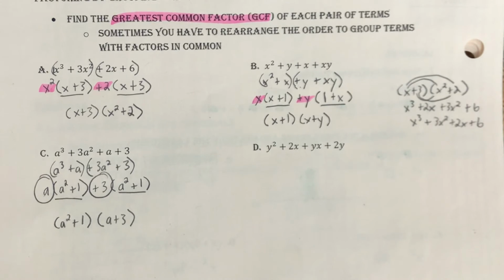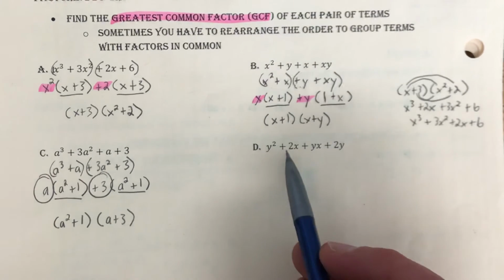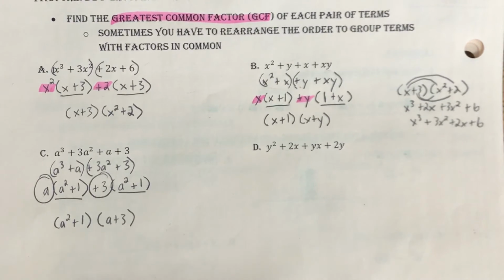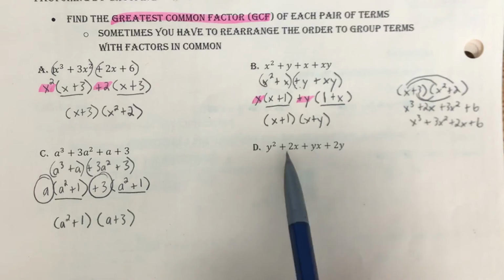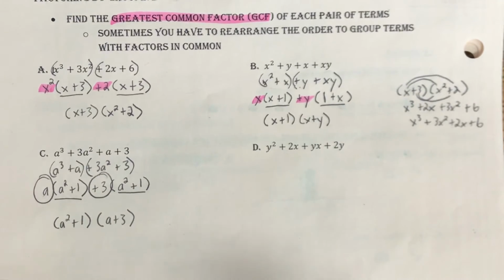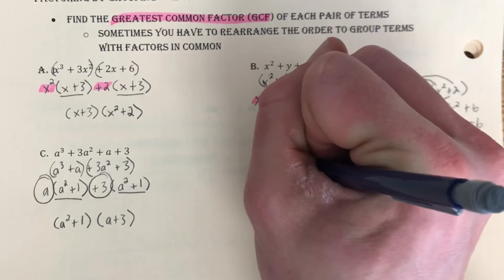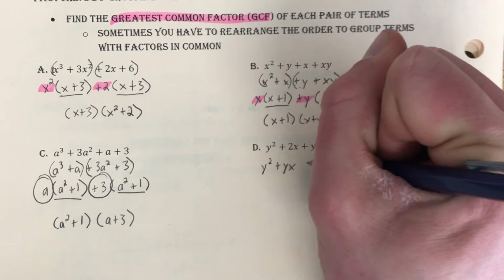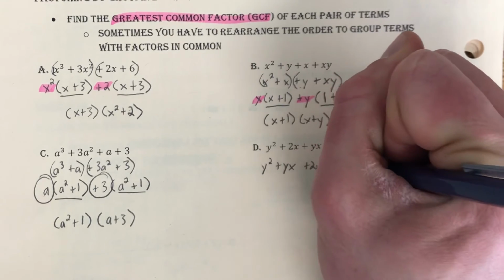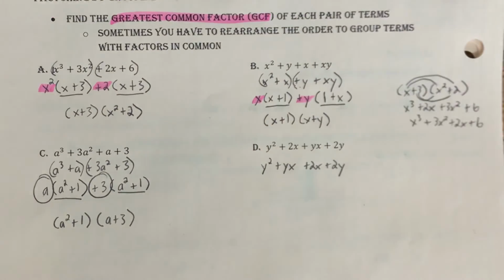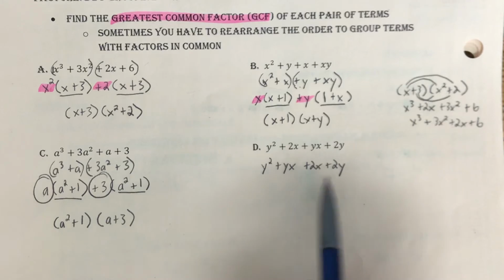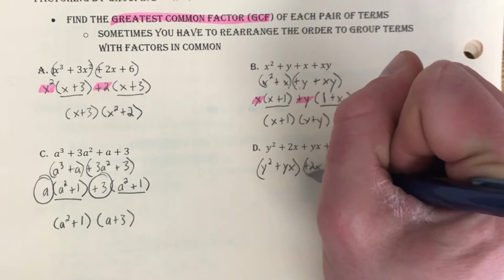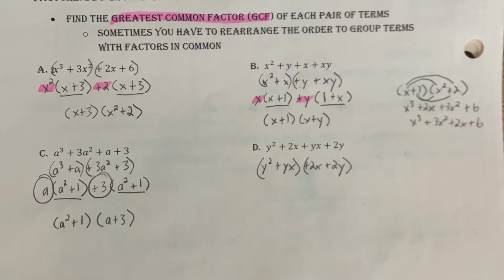So again, when I look at example D, I don't see anything in common between these first 2 terms, so I'm going to rearrange. I see that these 2's are in common, so I'm going to group those 2 together. So that means that I should have y squared plus yx, and then plus 2x plus 2y. I see something in common here, as well as something in common there, so I'm going to go ahead and group up, including on the third term the sign that's in front of it.